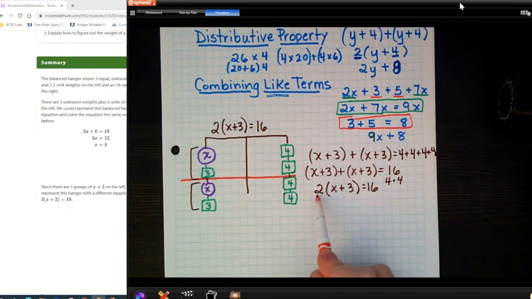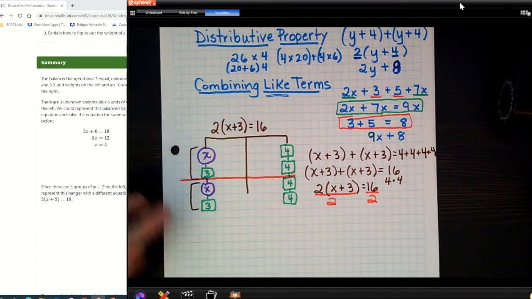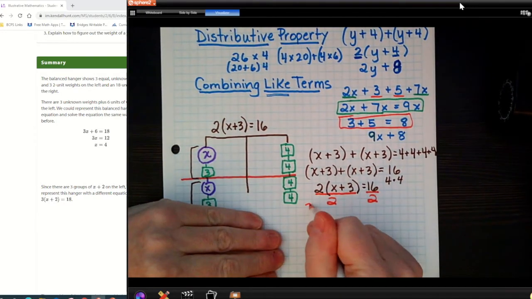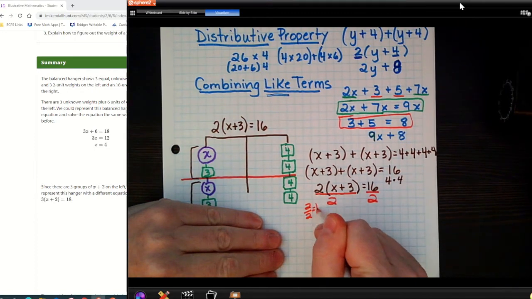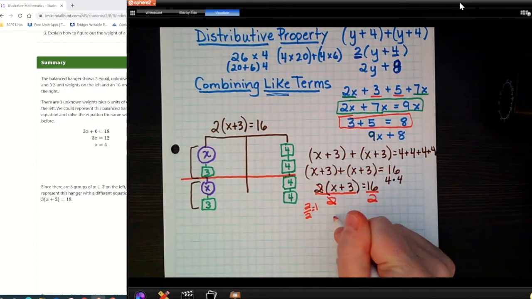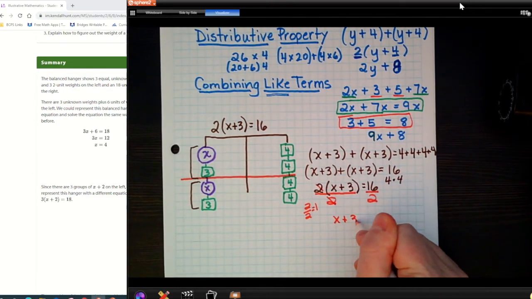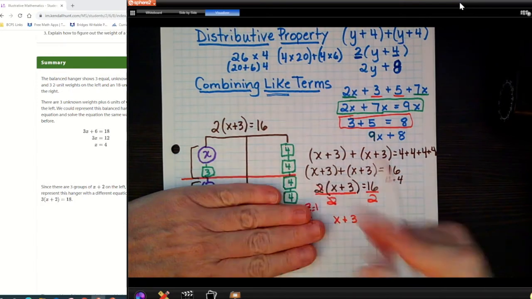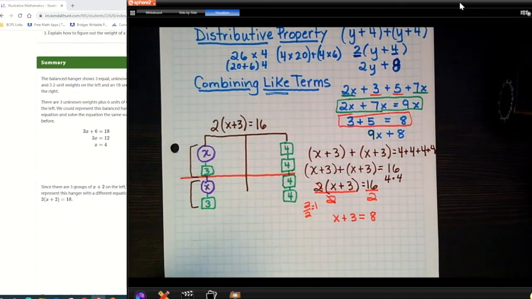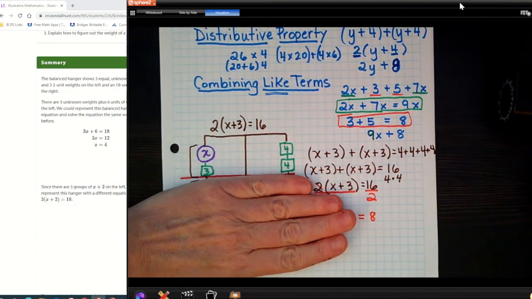So if I divide the whole thing by 2, so I'm going to divide this by 2, and I'm going to divide this by 2. No longer do I have 2x plus 3's. I only have 1. That's because 2 divided by 2 is 1. So they're dividing by each other, leaving me with just x plus 3. That's all I got, right? X plus 3. And then 16 divided by 2 is going to leave me with 8. Isn't that cool? All right, so I've just literally eliminated half of my scale.